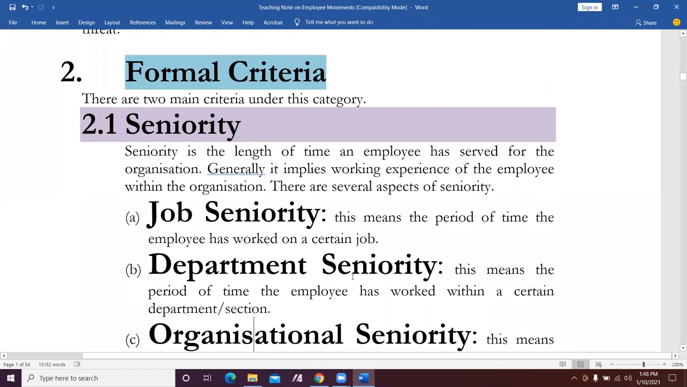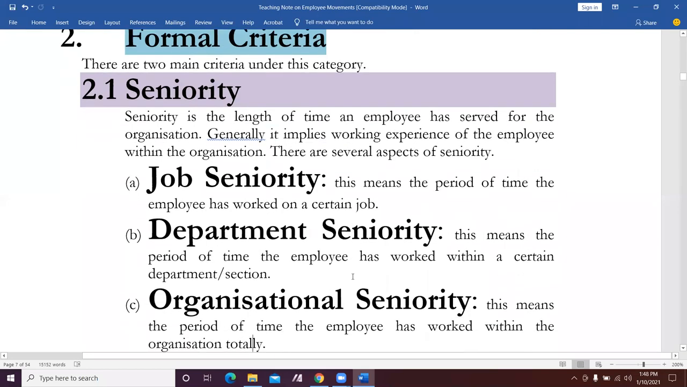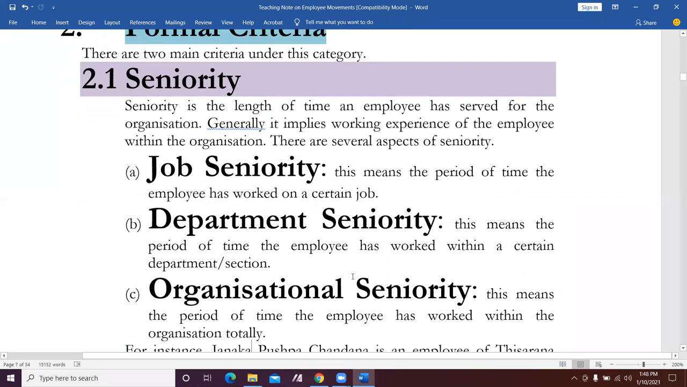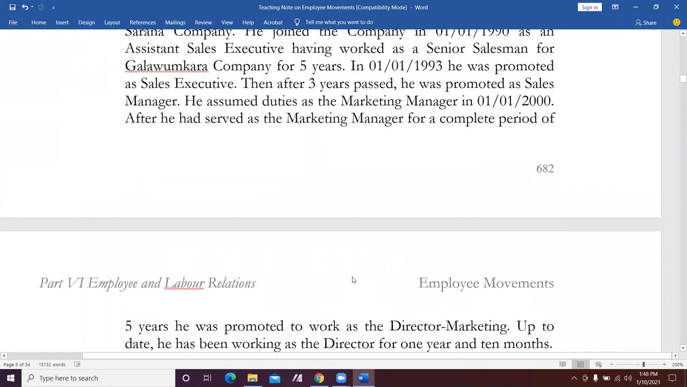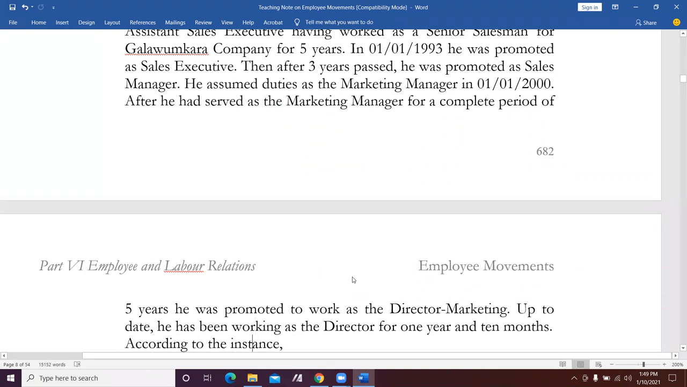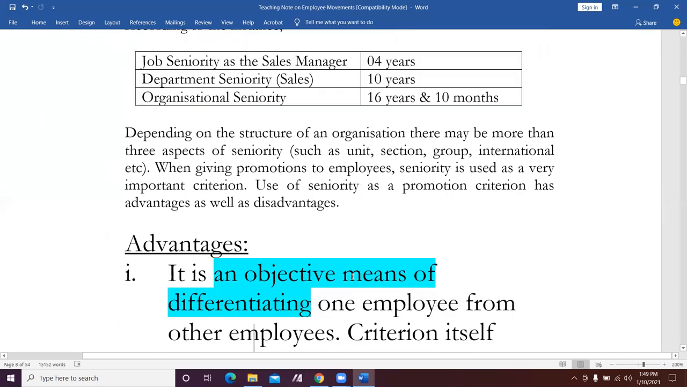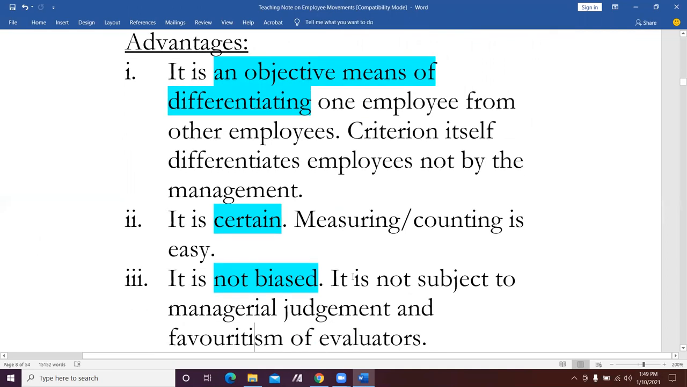And there are several forms of seniority: job seniority, department seniority, organizational seniority. I have given an example to increase your understanding about these three types. If you have questions, you can raise them, no problems. So then, if we use seniority as the criterion for giving promotions, there are advantages.